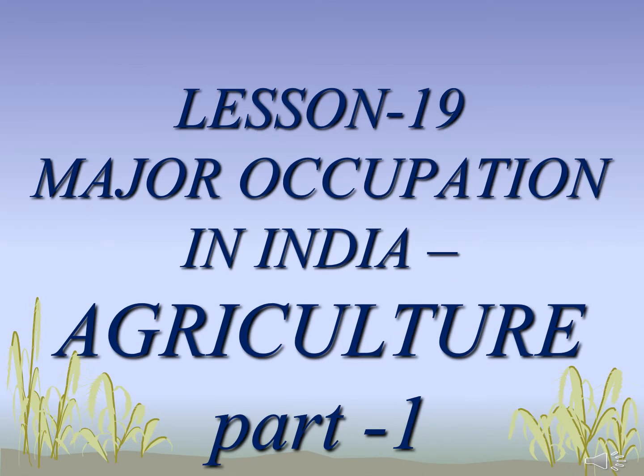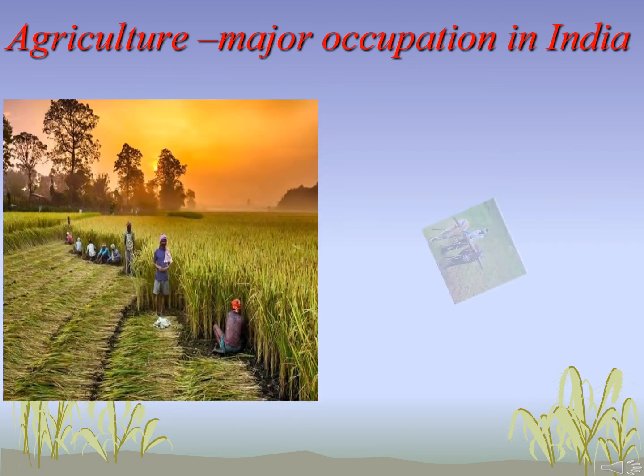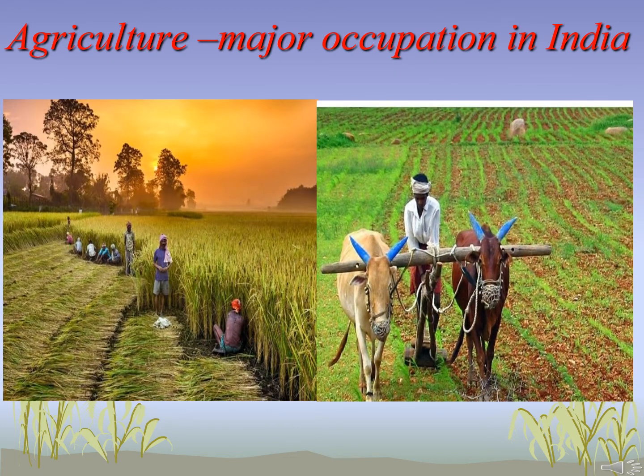So, students, our today's topic is lesson number 19, Major Occupations in India: Agriculture. Students, agriculture is one of the major occupations in India. It is the principal source of livelihood for more than 50% of the population of our country. And do you know, it also provides most of the raw materials for the industries sector.